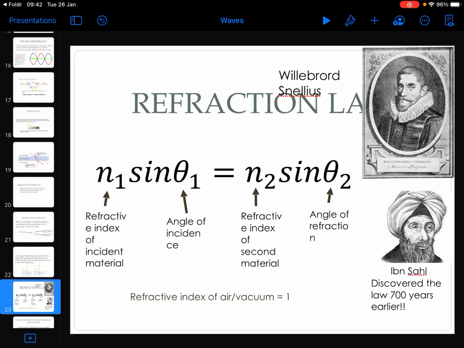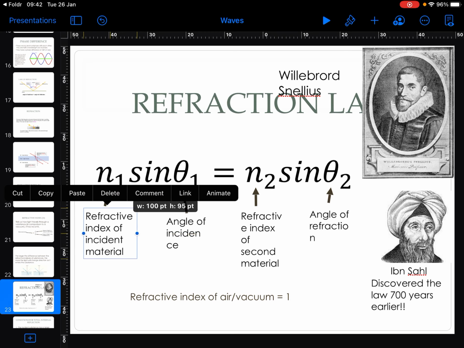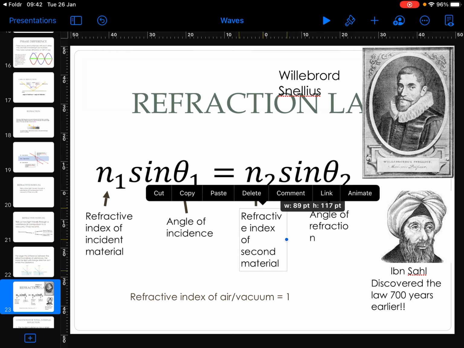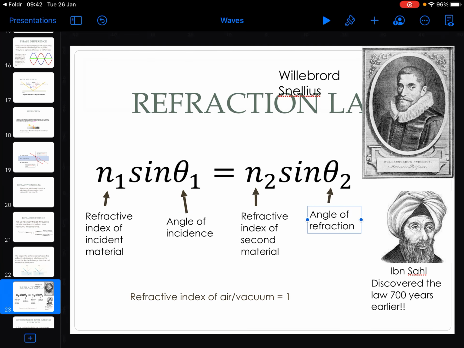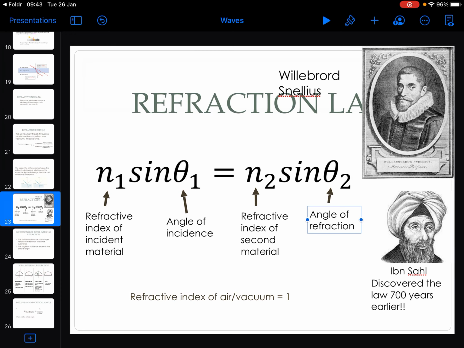So, n1 sine theta 1 equals n2 sine theta 2. Gosh, this formatting has gotten a bit funny, isn't it? There you go. Right, n1 is the refractive index of the incident material, sine theta 1 being the angle of incidence, n2 the refractive index of the second material, and theta 2 the angle of refraction. If you are not given all of the refractive indexes, you're just told it's going through air, the refractive index of air or a vacuum can be thought of as 1 to make your life easier.